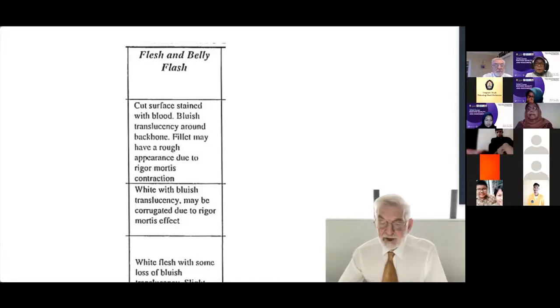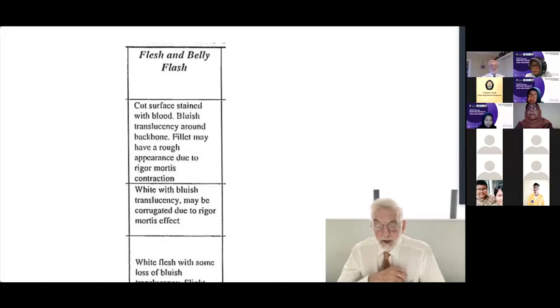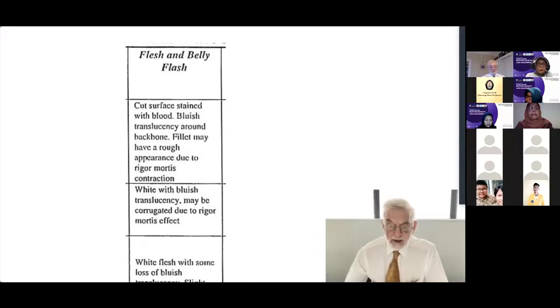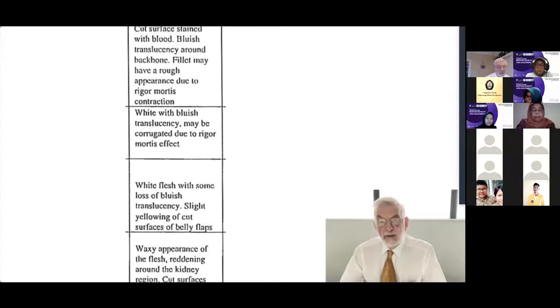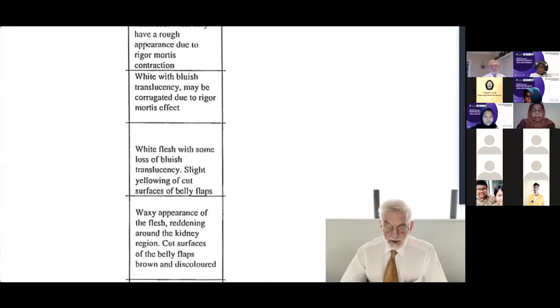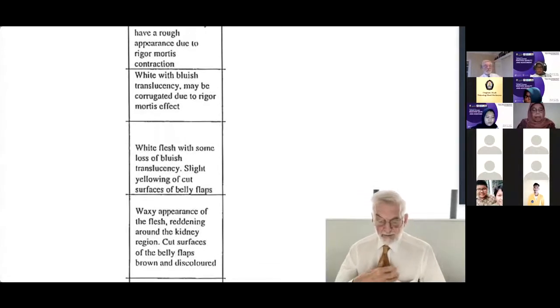Looking at the flesh and belly flap, now I appreciate in Indonesia fish aren't normally gutted, but what we look at in the UK is in the belly cavity, is it nice and translucent? Is any blood there nice and red? And this then gradually deteriorates as you look through it, and by the time it gets to be unacceptable, the blood is brown, there's reddening along the backbone, it is not very pleasant at all.